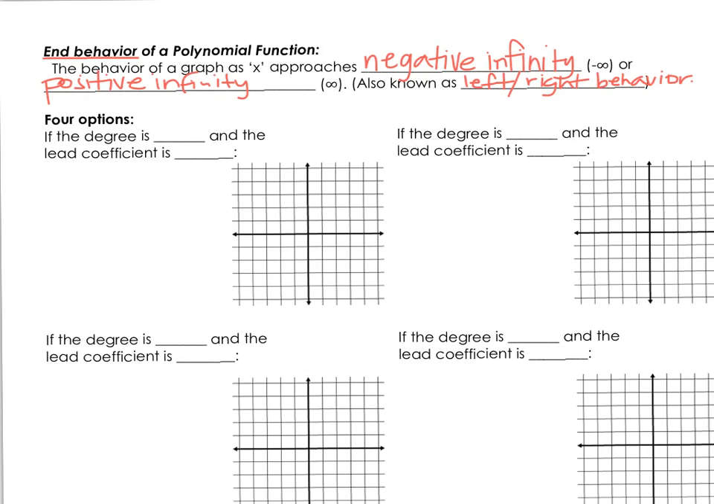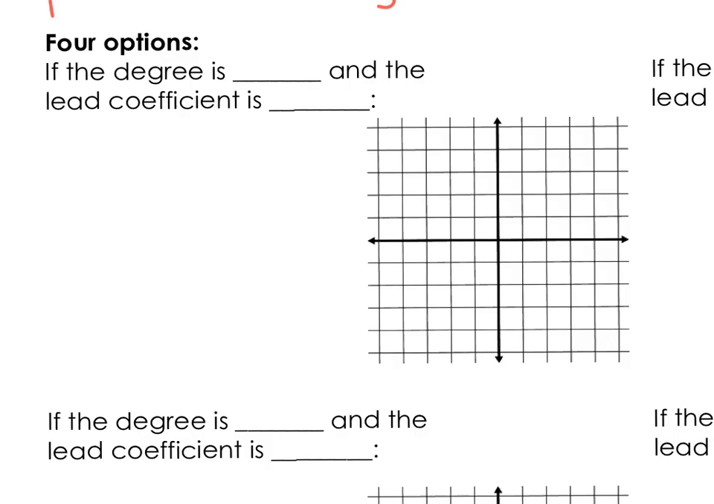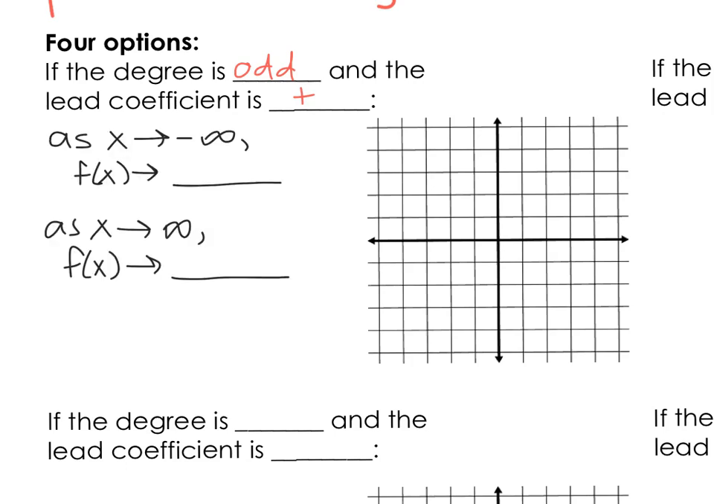And we're going to have four options as we describe end behavior. In our first example, if the degree of the function is odd, like a linear function or a cubic function or a quintic function, and the lead coefficient is positive, we write out our end behavior with this template. So as x goes towards negative infinity, what does the function f of x do? As x goes to positive infinity, what does the function do? So that's that negative positive infinity direction or that left-right behavior.